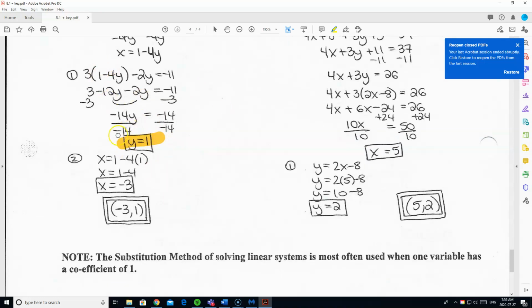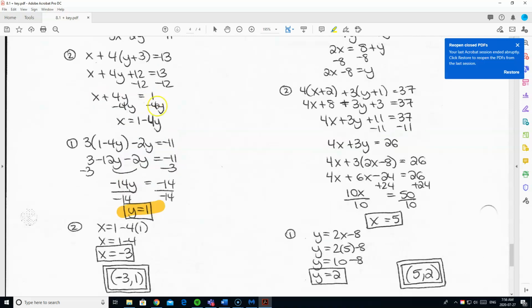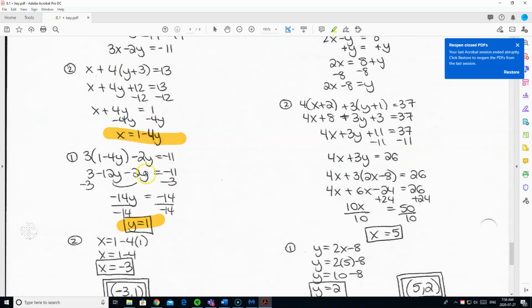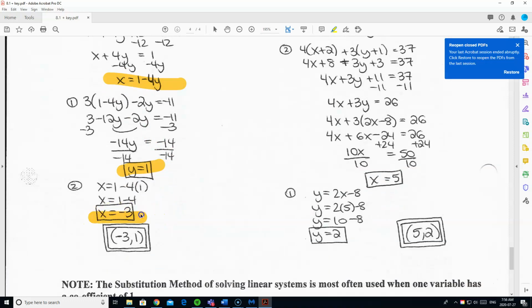y equals 1, and once you have this, you can just plug it into either equation that you created. Right here we have x equals 1 minus 4y, plug in 1 here, x equals negative 3. Okay, so we got our two answers, and that's our point.